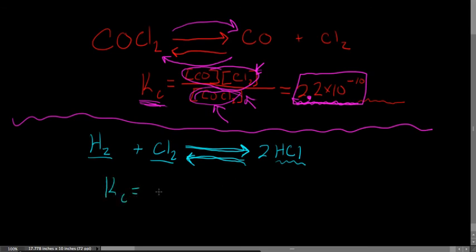In this case, our K sub C is going to be equal to, again, the concentration of the products divided by the concentration of the reactants. Well, our only product in this case is the HCl. It's got a 2 as its coefficient, so we would expect that to be squared. Remember, the coefficient in the balanced chemical reaction becomes the power of our concentration, divided by the concentration of the hydrogen gas times the concentration of the chlorine gas. Since both of these have coefficients of 1 before them, the powers are 1 and we leave them as is.